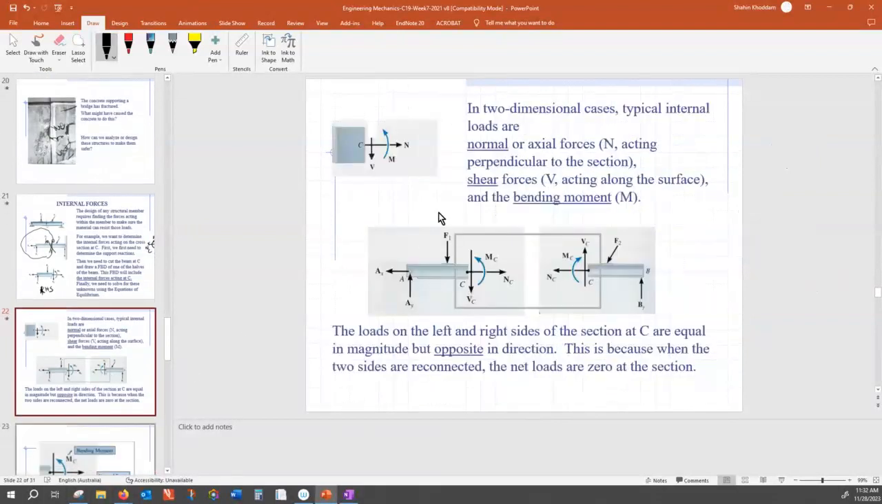But we do the same thing here. All right. So whenever you are making a free body diagram, if you are taking the left-hand side free body diagram, these are the positive directions. The positive direction of V is pushing down. The positive direction of M is counterclockwise. The positive direction of N is from left to right. These are the defaults. This is the convention.